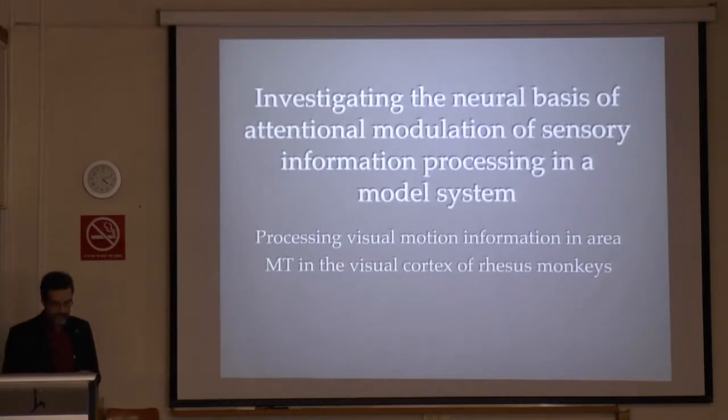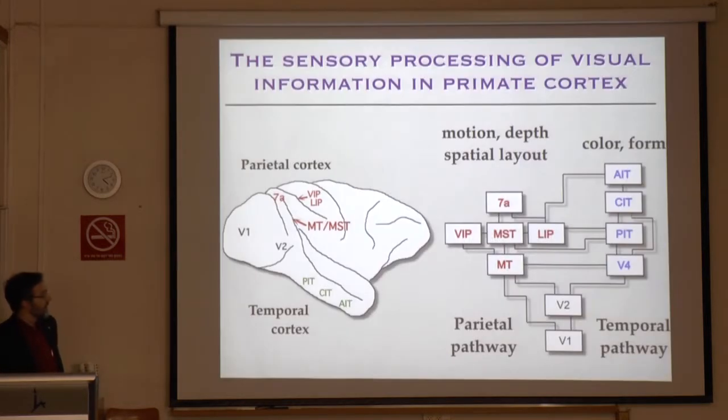If we want to do this in a model system, one of the model systems that I've been working on is area MT in the visual cortex of rhesus monkeys. So why area MT? Area MT is one area in the processing hierarchy, and we're here to talk about processing hierarchies. One of the processing hierarchies is called the dorsal pathway or the parietal pathway, which takes information from primary visual cortex and feeds it through to higher areas. And area MT is particularly specialized for motion processing.